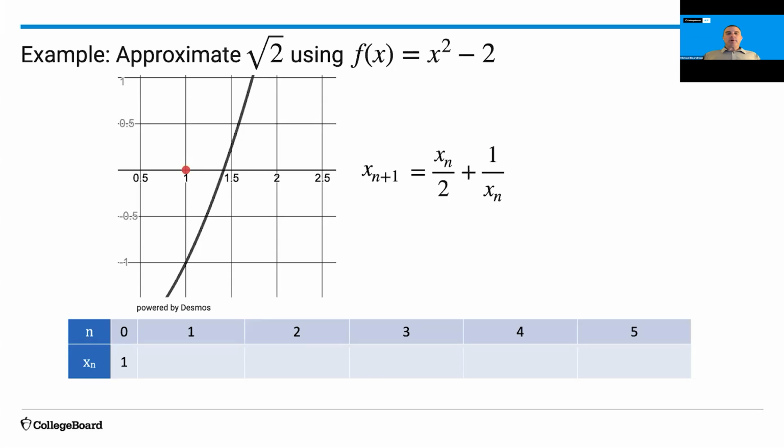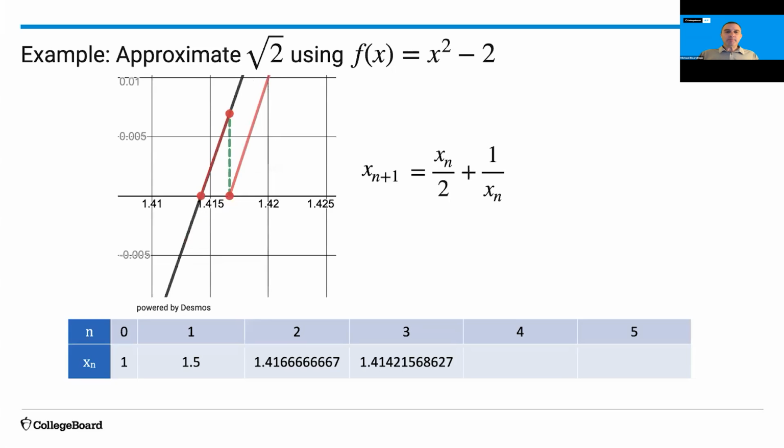So let's take a look at the graph of x squared minus 2 near the square root of 2. We'll start with an initial estimate of 1, something very simple to work with. We ride the tangent line, we get our first estimate, 1.5. We ride the tangent line again, we have a pretty good estimate. In fact, up in the graph, it looks like we're very close to where the zero is. We keep on going and going, and notice something that happens here in the fourth and fifth estimates.